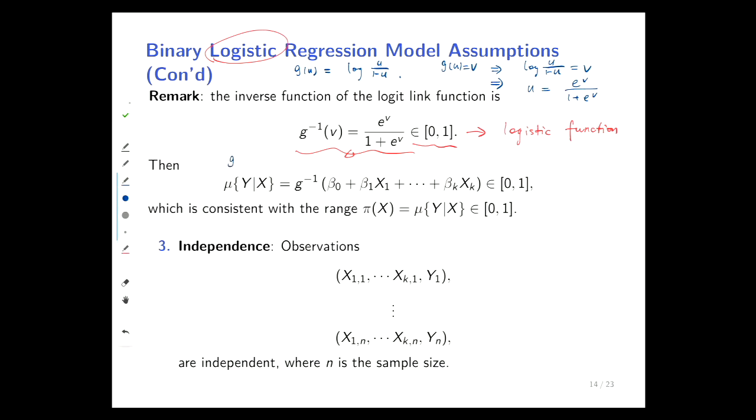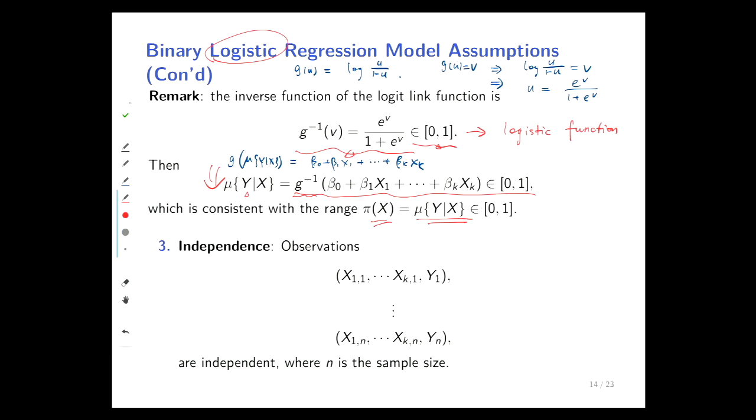So remember the generalized linearity. The generalized linearity means g of mu y given x equals beta 0 plus beta 1 x1 plus and so on and so forth plus beta k xk. By using the inverse function, we can obtain mu equals g inverse of this linear combination. And because this inverse function is always within 0 and 1, we can make sure that the mean of the response is always within 0 and 1. And remember that the mean is equal to probability. So we can make sure that the probability is within 0 and 1. So that can make everything consistent.